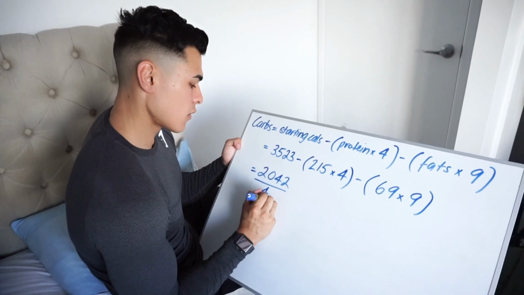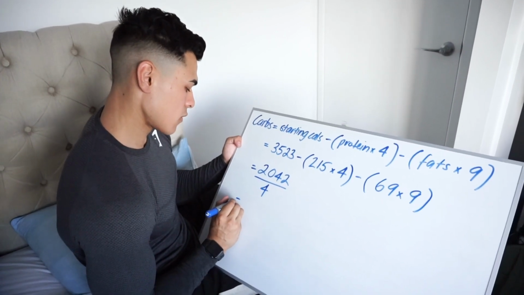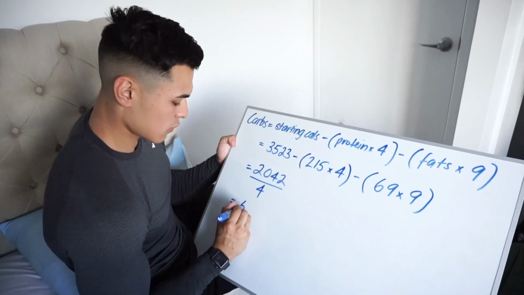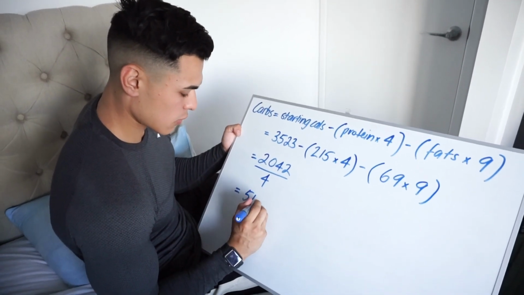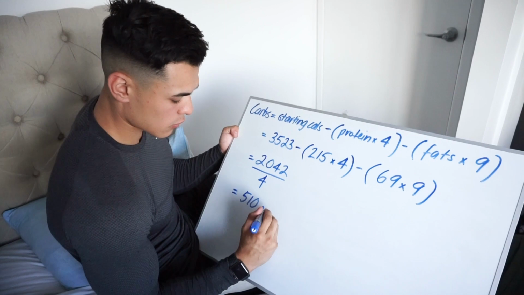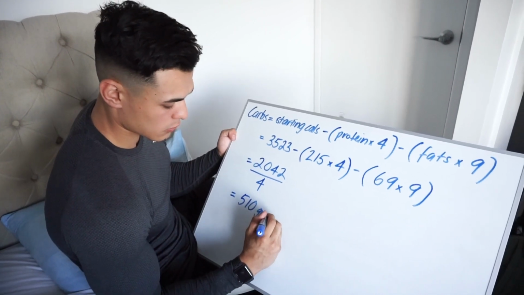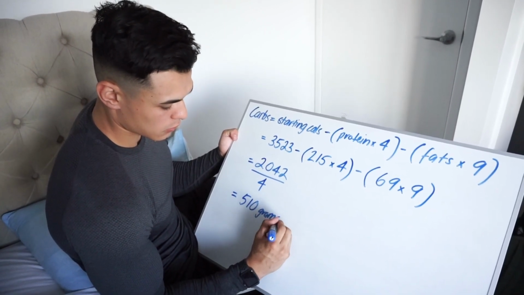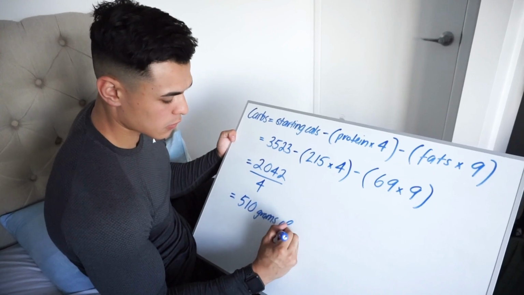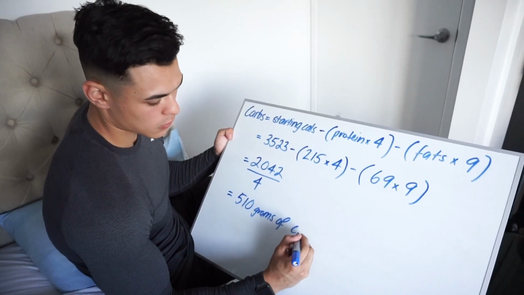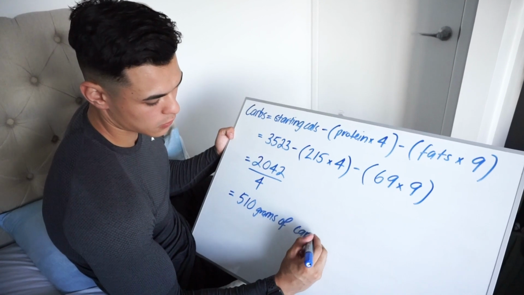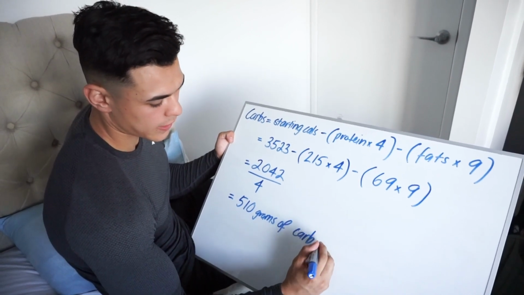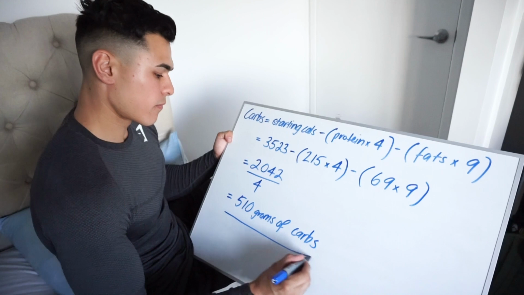All you have to do is divide that number by 4 to give you your carbohydrate intake. So in my case, I got 510 grams of carbs. I rounded that one down. So to recap, for myself, my calories are going to be 3,523 for a lean bulk. I'm going to be having 215 grams of protein, 69 grams of fat and 510 grams of carbs per day. Perfect guys, now you should have your calories and your macronutrient breakdown ready to go.